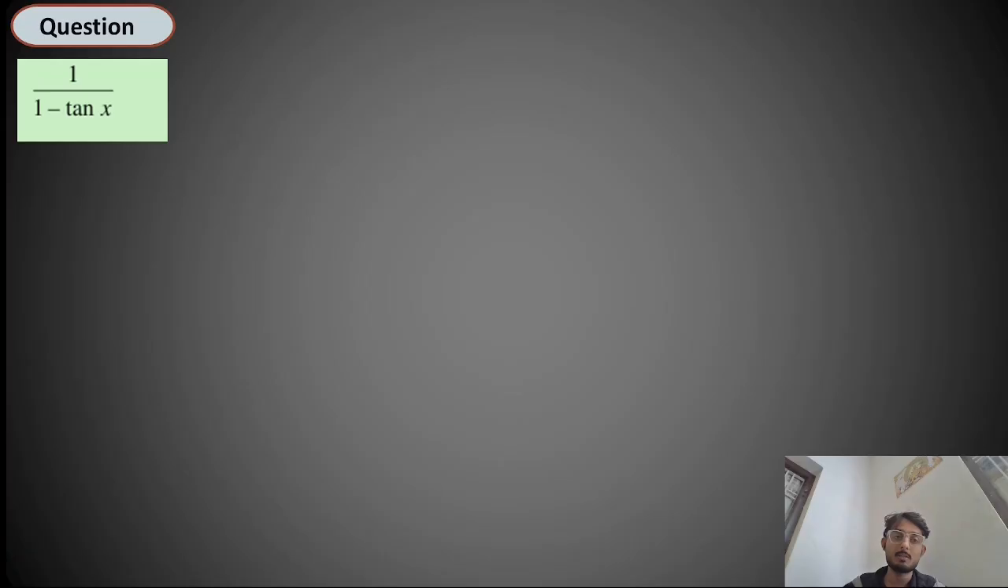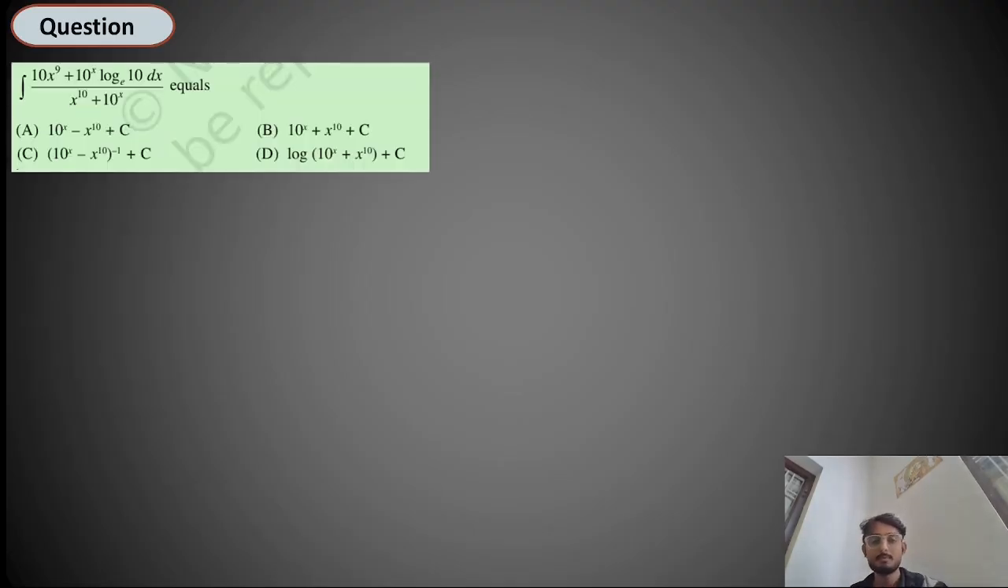Let's move on to another example: 1 upon 1 minus tan x. You have to do this question yourself, because this question is the same as the previous question. If you have the knowledge of how to find the solution of the previous question, then you can do this question on your own. Okay, so let's try this question. If you find any doubt on this question, you can just drop me a comment.